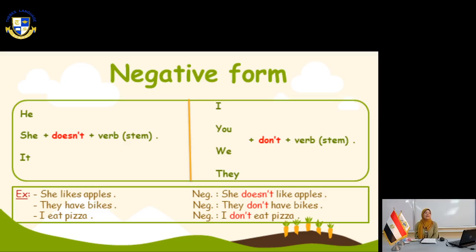Now, negative form. We said before, negative means not. So when we say it's negative time, it means that not must be inside the sentence. We must put a not inside the sentence. So here, with he and she and it, we said before that the verb has a noisy S or ES or IES at the end of it.